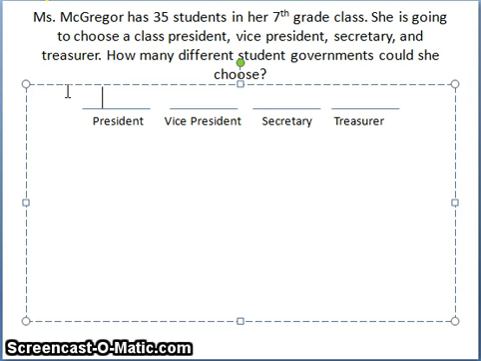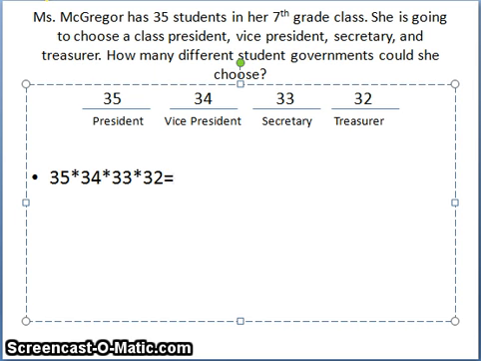So look, for the first position, president, if she picks that one first and she has 35 students, she can choose any of 35 different students, right? So she has 35 options there. Now that she's chosen the president, she has 34 students available for the next position. Now that she's chosen 2 students, she only has 33 students to choose from, because somebody can't have both positions, right? And then finally she'll have only 32 students to choose from. So because of this, we multiply 35 times 34 times 33 times 32.